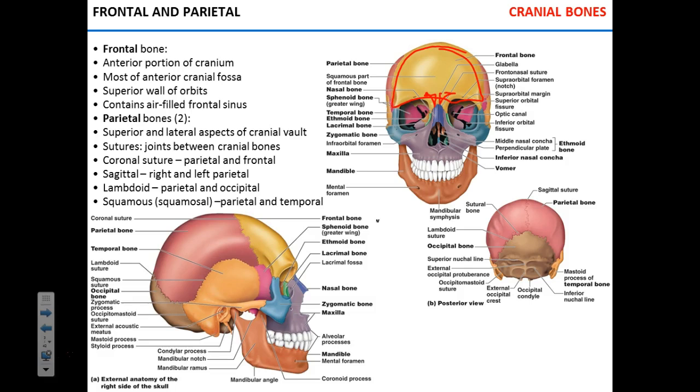Parietal bones, shown here in pink, form the lateral aspects of the cranium. Now you can see two parietal bones. Parietal bones are separated from the frontal bone by this line. Can we call this line a joint? What is the definition of a joint? Not necessarily.